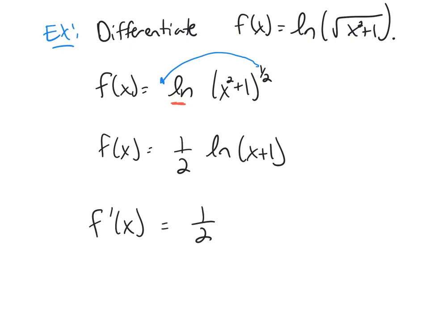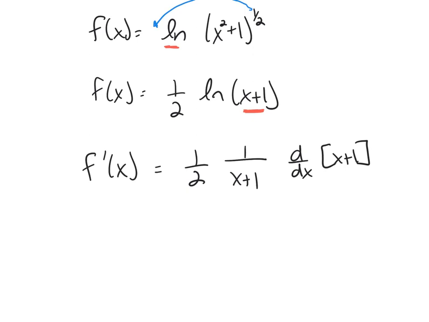And then we're going to use the chain rule for this one. Here's my inside. So 1 over x squared plus 1 times the derivative of the inside. And that derivative is just 2x using the power rule. So it's 1 over 2 times x squared plus 1 times 2x. And there's my derivative right there.